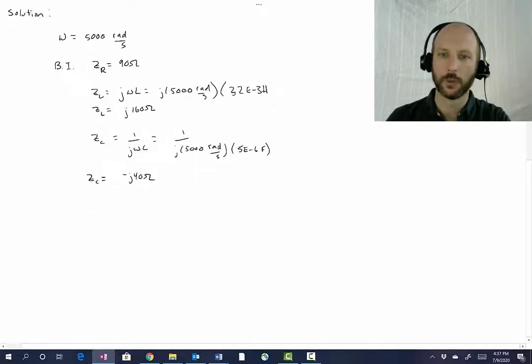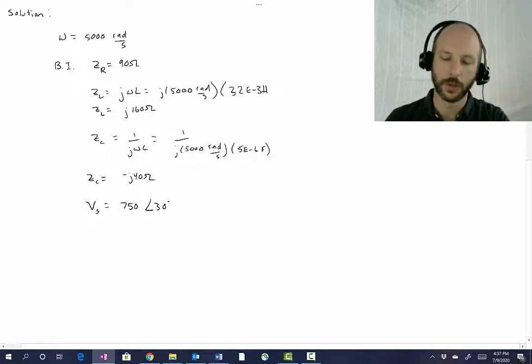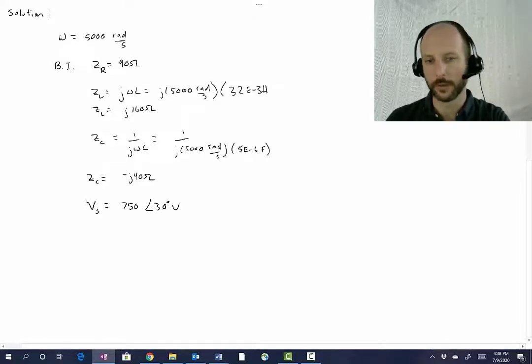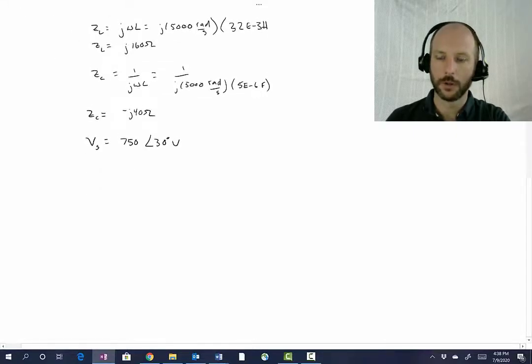So now we've got all of those values. We then need to transform the voltage from time domain to frequency domain. We do that just by writing it in its phasor version, peak at an angle of offset. So 750 angle 30 degrees, which is just taken straight from the time domain expression for the voltage. So we've done all the time domain to phasor domain transforms.